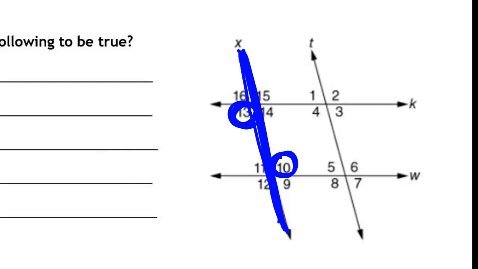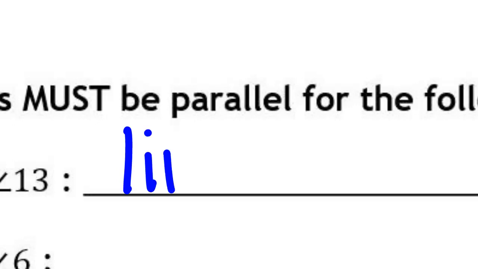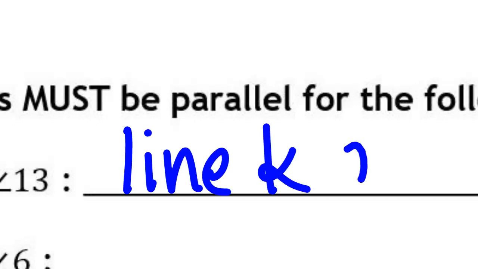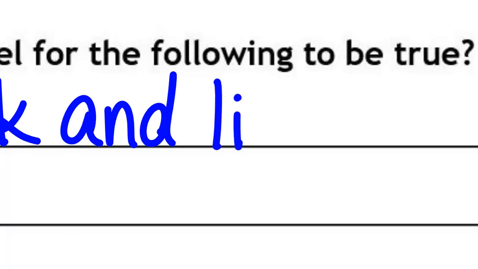So X connects them both. What are the two lines that they touch other than X? Line K and line W. So K and W would have to be parallel. We've got our transversal here. 10 touches line W, 13 touches line K. So lines K and W would have to be parallel.